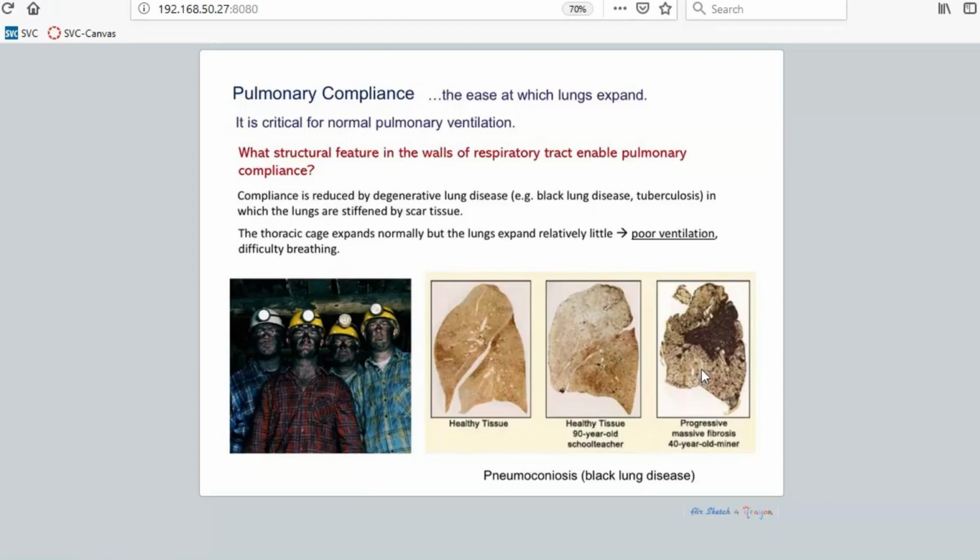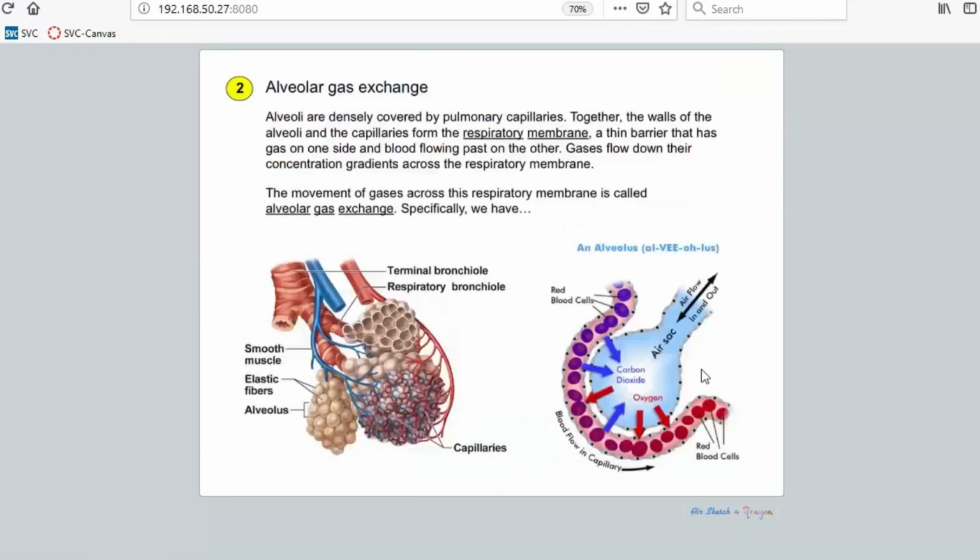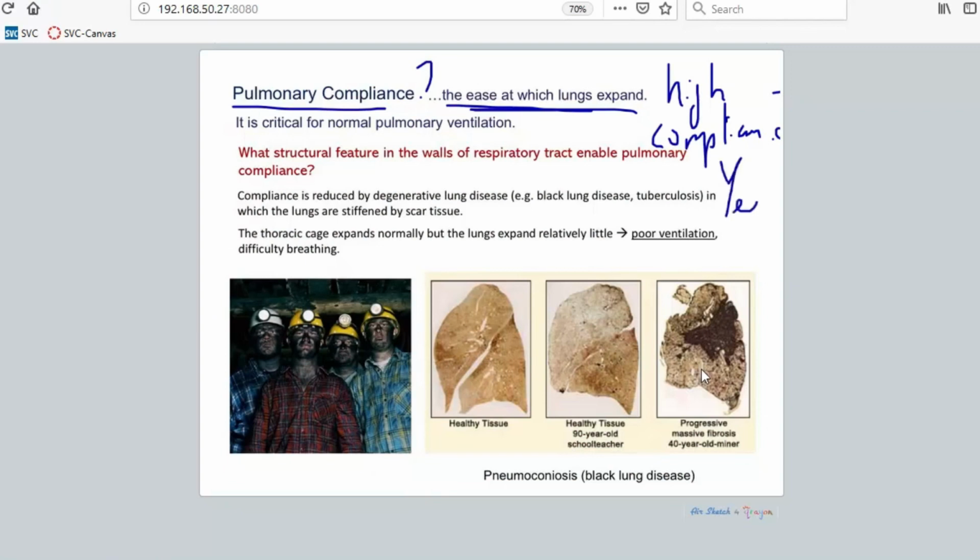Another thing that I want to point out here that affects pulmonary ventilation is pulmonary compliance. This is the ease at which the lungs expand. So my question to you guys, first off, is pulmonary compliance good? Do you want high pulmonary compliance? And the answer is yes. Okay, you want your lungs to expand and recoil with ease. It means they're working normally. It means the elasticity in the lungs is working as it should. Okay, so what structural feature in the walls of the respiratory tract enables pulmonary compliance?